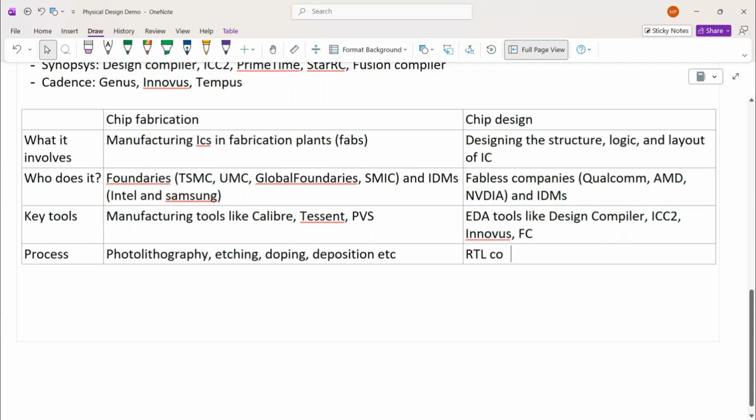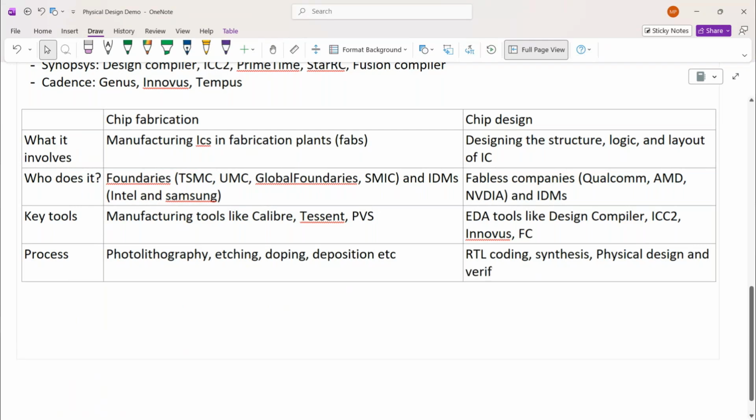Some idea is there that's getting converted into code, right? That's RTL coding. Then synthesis. Then physical design. I'm going to walk you through the ASIC design flow, where I will be explaining all these things, and in between verification also, right? These are the processes through which our design goes one by one, correct?